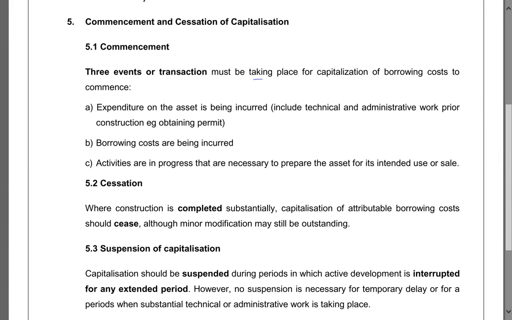The expenditure on the asset is being incurred. You already start to incur expenditure to construct the qualifying asset. First. Secondly, you did borrow money. If you do not borrow money, then how do you capitalize the borrowing cost? So expenditure already incurred and borrowing cost also incurred, and the activity is in progress, meaning it's not suspended. It's in progress. So commencement.